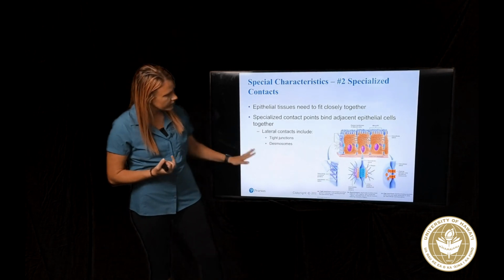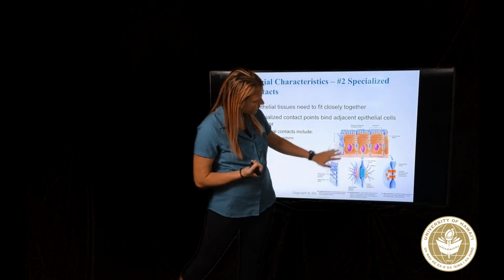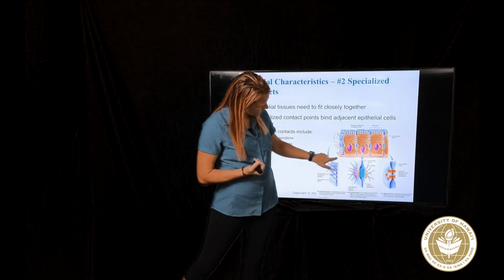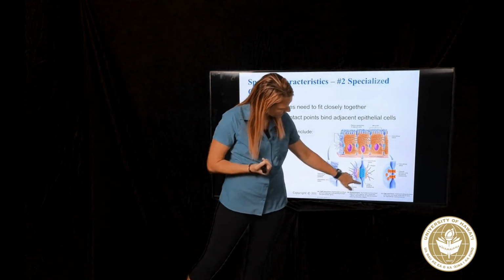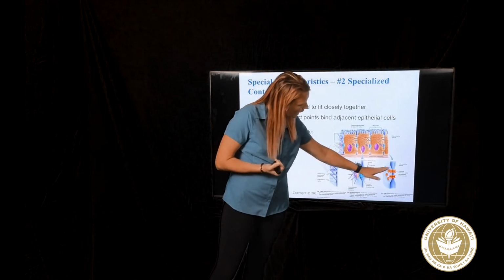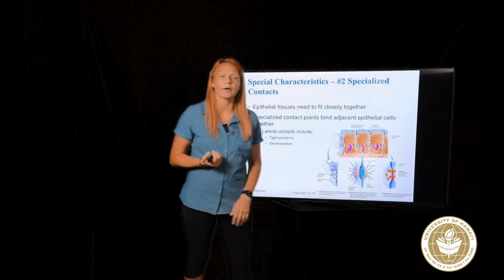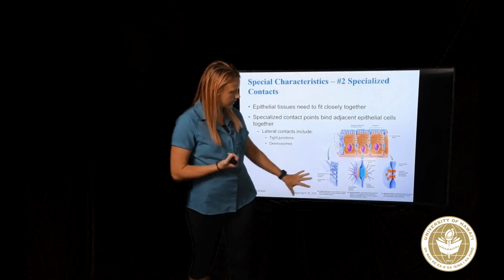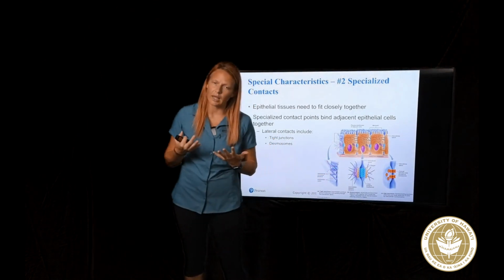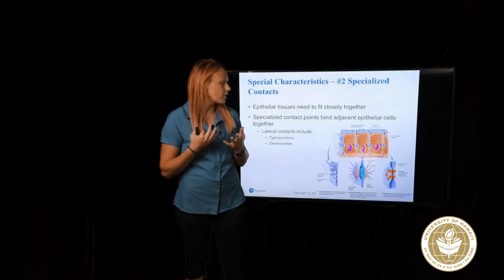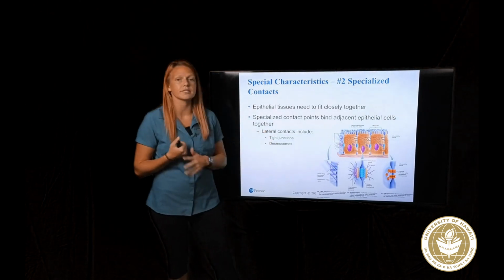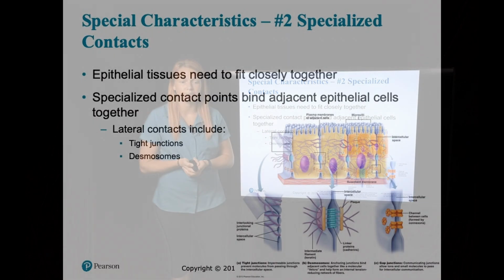You can see here, again, the picture you saw earlier, they're going to have these tight junctions, they're going to have these desmosomes. Well, they will have the gap junctions, but they mostly are going to have these tight junctions and your desmosomes.